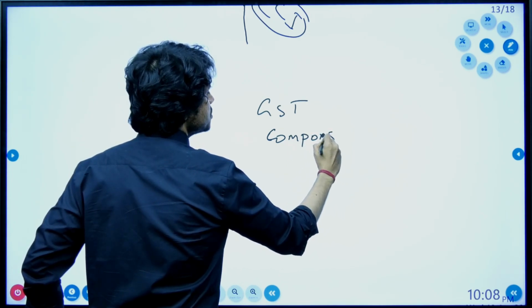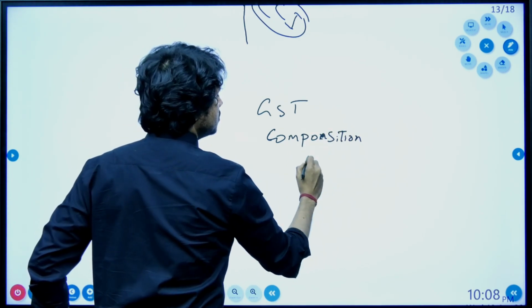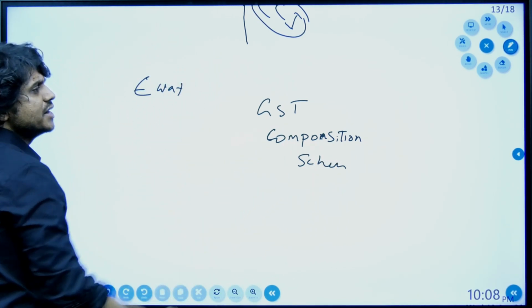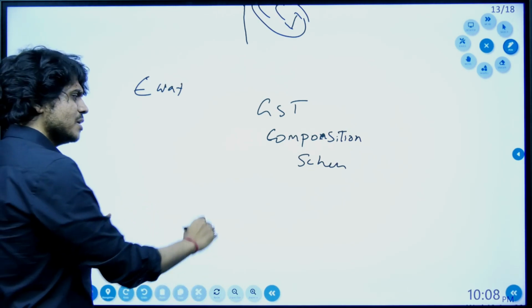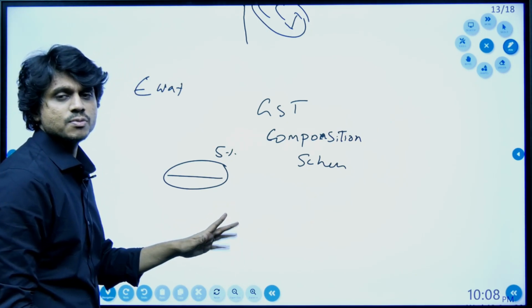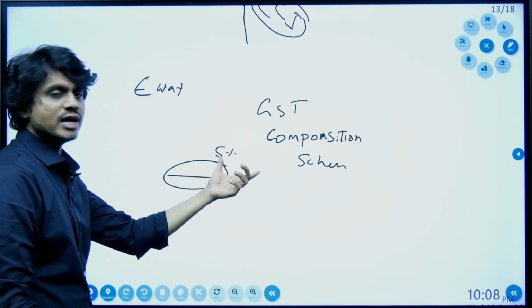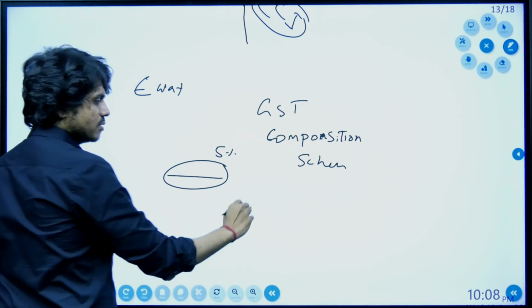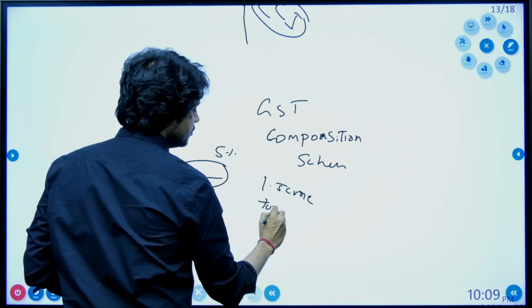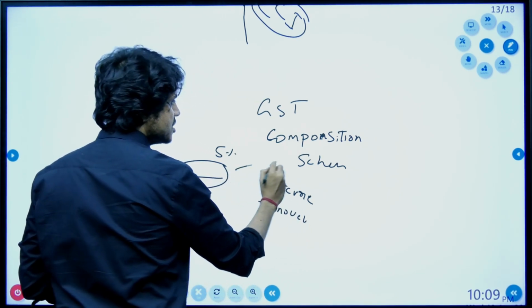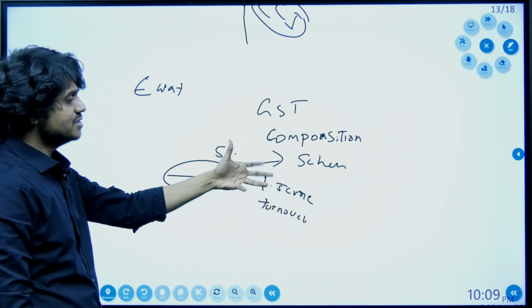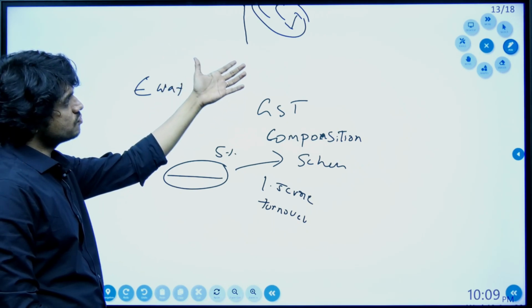GST composition scheme, which means you don't have to pay such varied tax rates. You pay simply some flat rate of, let's assume, 5%. You will not get any input tax credit. You pay a low amount of tax but at a flat rate. The GST composition scheme is allowed for people up to 1.5 crores of turnover. So this is a scheme which is very simple and easy in nature. They don't have to deal with so many taxes.